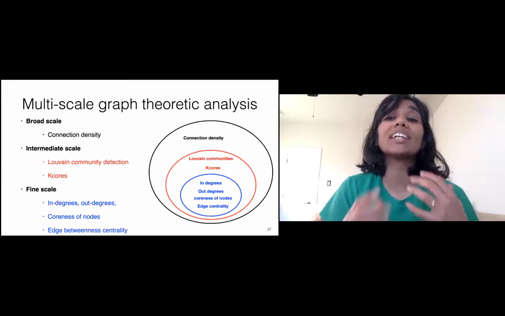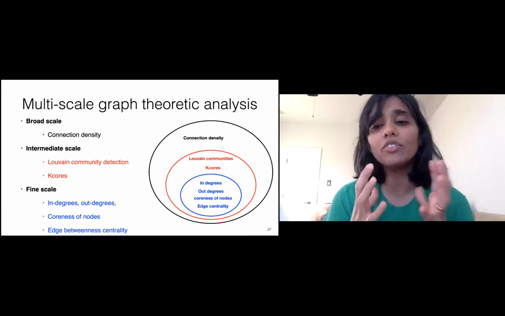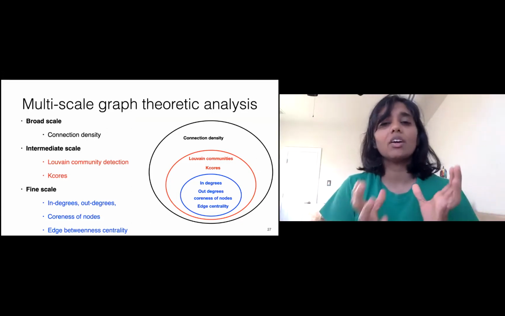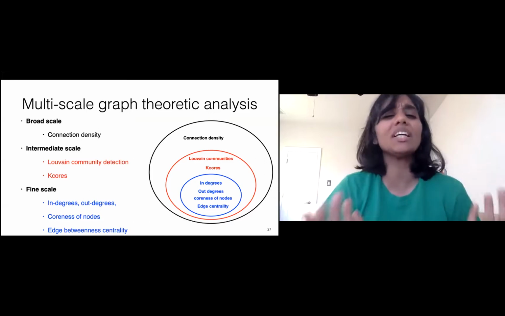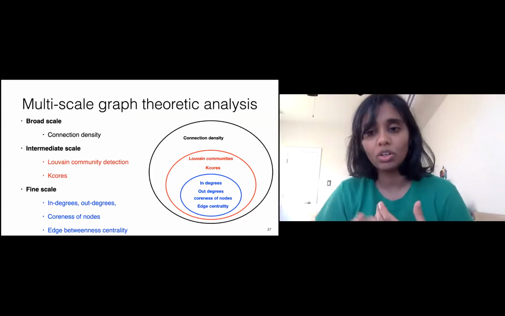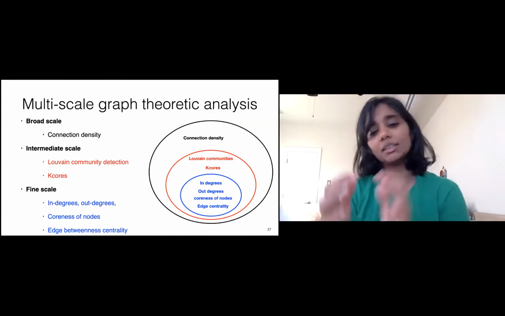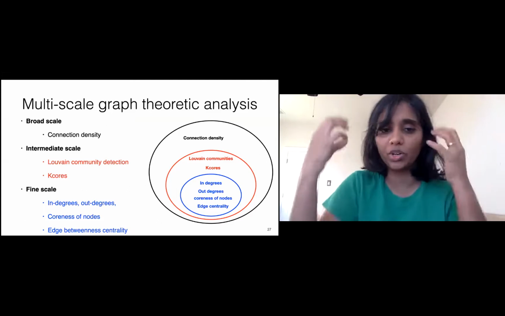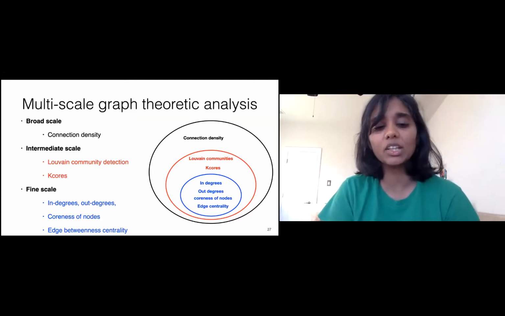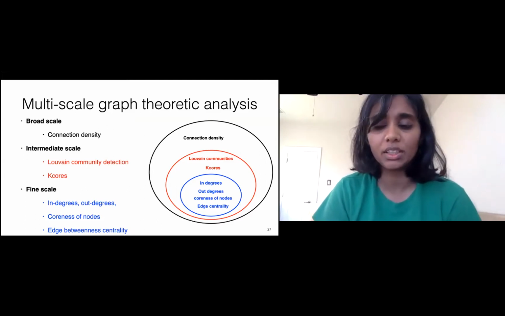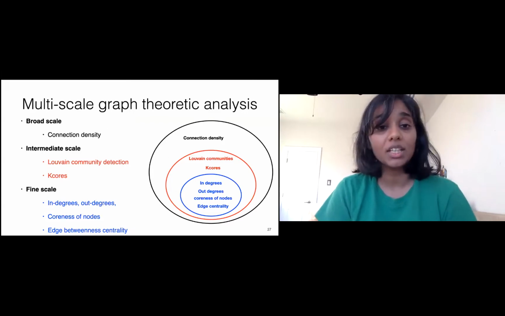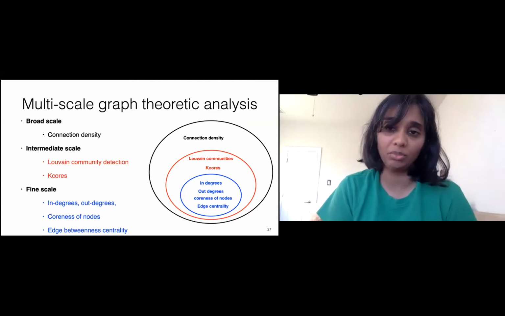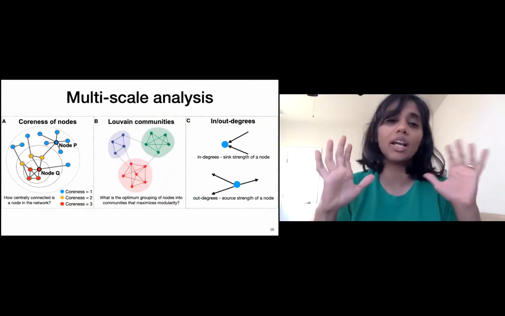So what I'm now going to tell you is, we have this series of graphs, and we want to extract network features. At a very broad scale, for every window, how many connections do I have in every time window? What's the connection density? At a more intermediate scale, what are the communities? Are there any clusters in the brain regions? At a finer scale, I look at in degrees and out degrees. There's something called coreness. I'm not going to get into the details of this because I don't want to overwhelm you guys, but I'm just going to show you a high level.